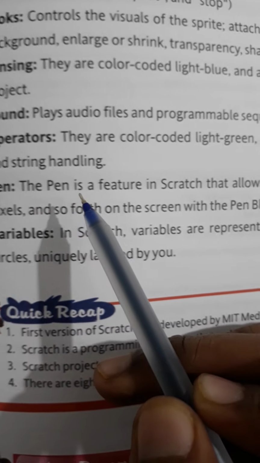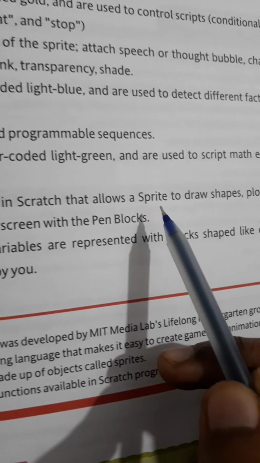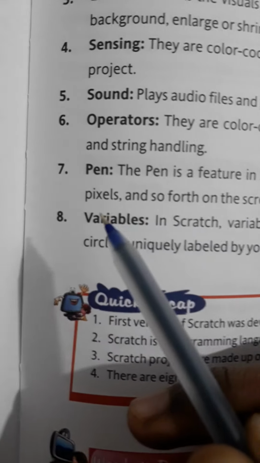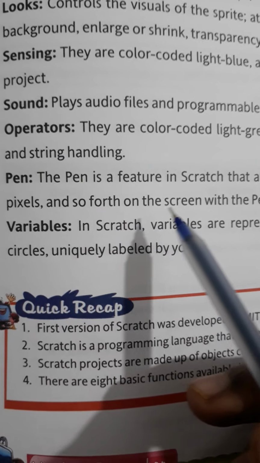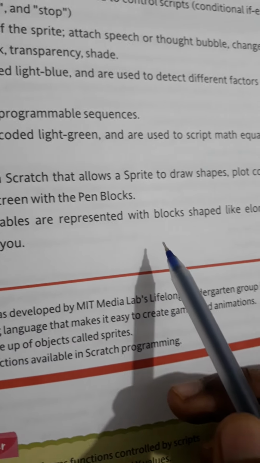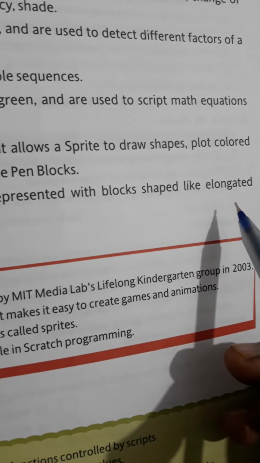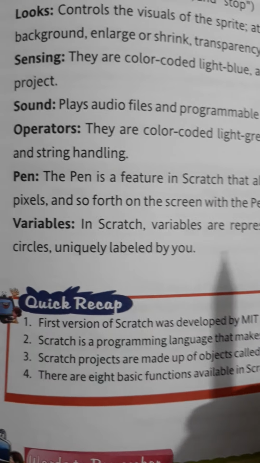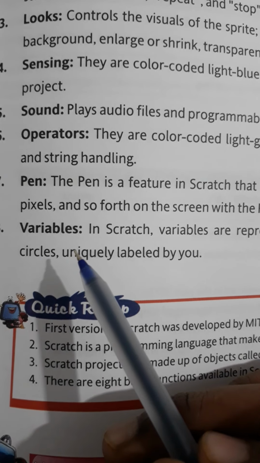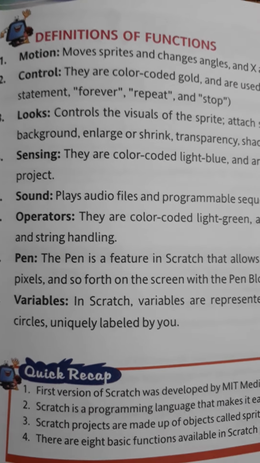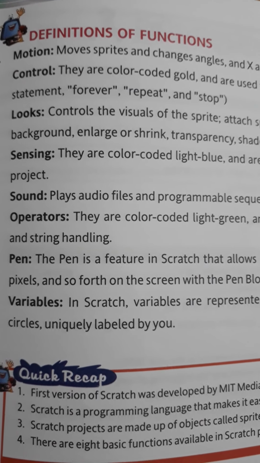Pen. The pen is a feature in Scratch that allows a sprite to draw shapes, plot colored pixels, and so forth on the screen with the pen blocks. Variables. In Scratch, variables are represented with blocks shaped like elongated circles uniquely labeled by you. And variables are used to store values in the Scratch program. So these are the main functions of Scratch by which we can make a program or script.